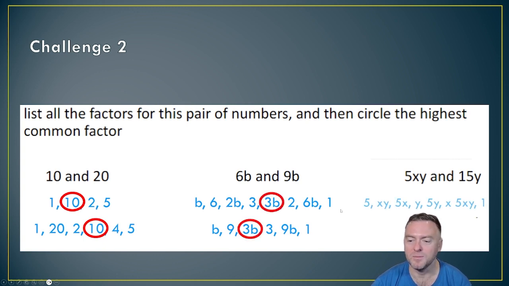Then for the last one, 5xy, so you can have 5 times xy, 5x times y, 5y times x, and then 5xy times 1. Or for 15y, you can have y times 15, 3y times 5, 5y times 3, 15y times 1. So you can have a 5y between the two of them.